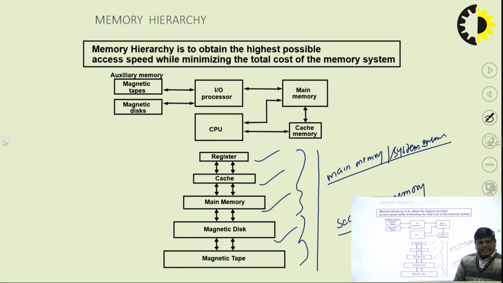The size of the magnetic disk compared to these three memories is very high, and the speed of this memory is slow. Similarly, the last one is the magnetic tape. The speed of this memory is slow, but the size of the magnetic tape is very high.